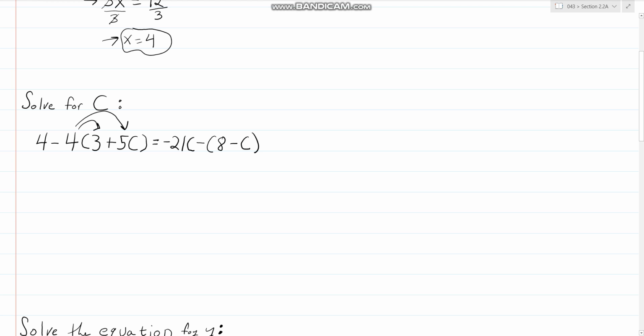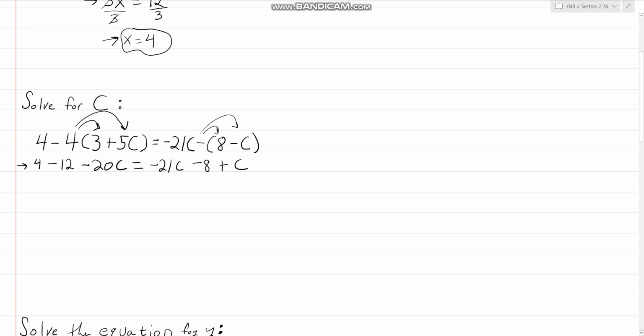And so for this line, I'll have 4 minus, and then 4 times 3, which is 12. Negative 4 times positive 5c would be negative 20c. And then for the right-hand side, we still have negative 21c, and we have this negative sign, and it's like a negative 1, so I'm going to distribute that negative 1 to both of these. So I have negative 8 plus c there.